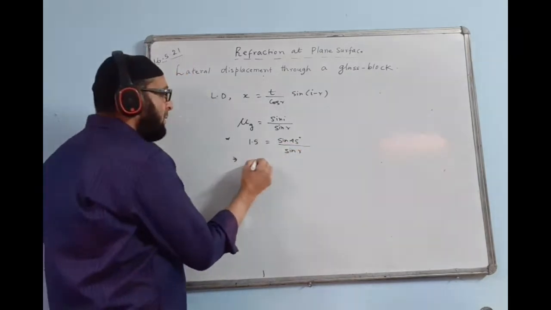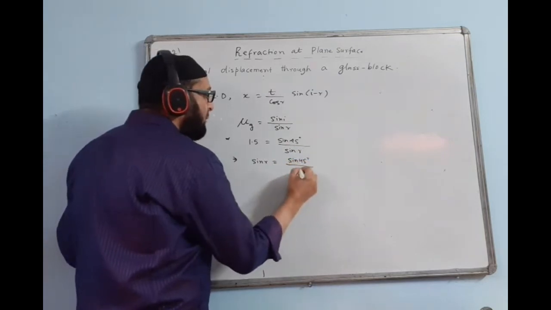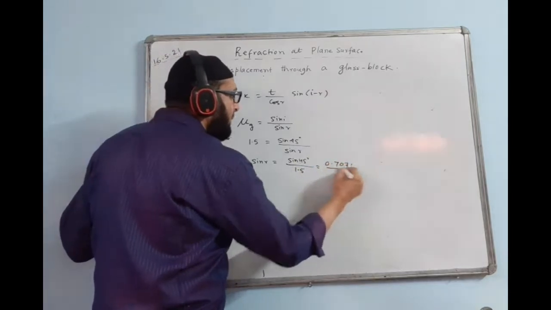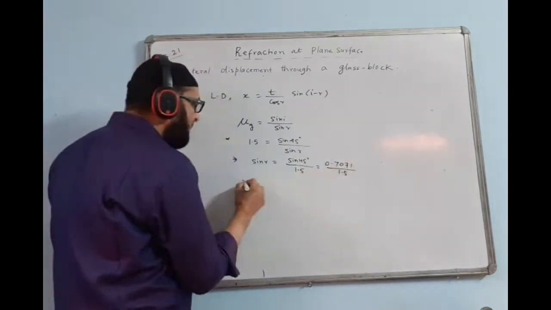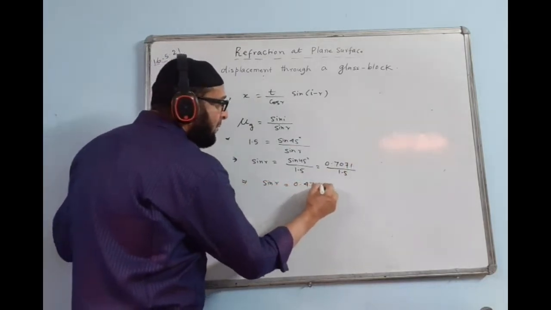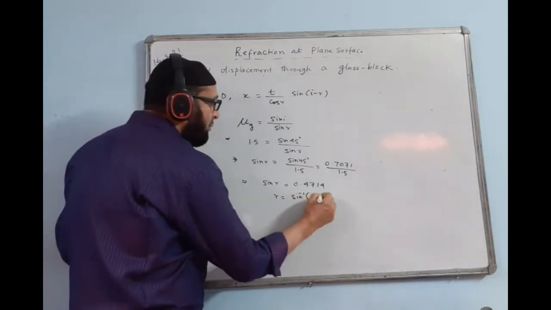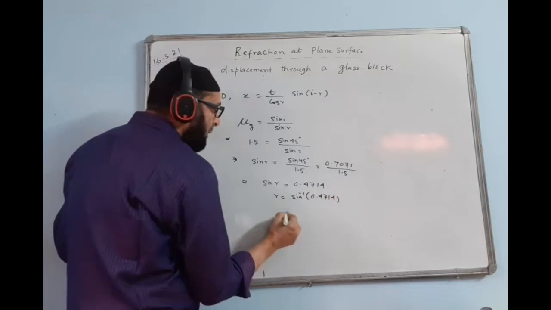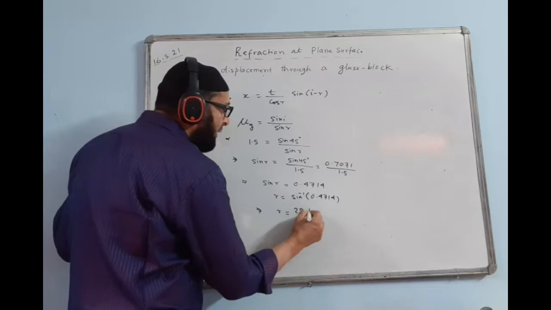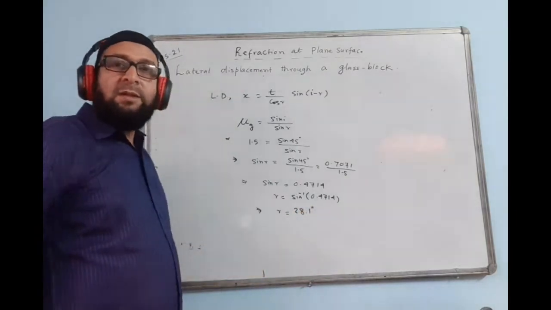We will get sin r is equal to sin 45 divided by 1.5. Sin 45 degree value we know, 0.7071 by 1.5. Divide and give the answer in decimal, 0.4714. Therefore, r will be sin inverse of 0.4714. R comes to 28.14, so I write 28.1 degrees, one decimal place for the angle value. So this is the value of r.